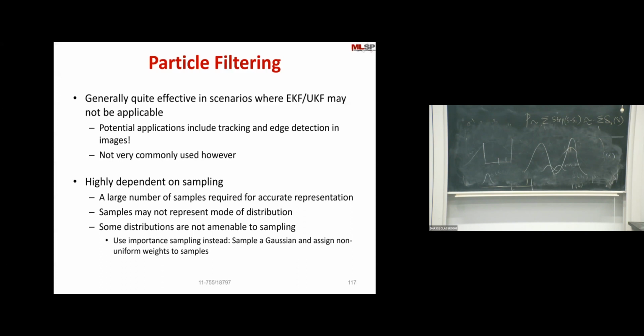It's highly dependent on sampling and you need a large number of samples for accurate representations. Because of the stochastic nature of the sampling process, you may miss the mode of the distributions. Some distributions are just not amenable to sampling. So in that case, you can use other techniques like importance sampling, for those of you who know what it is.